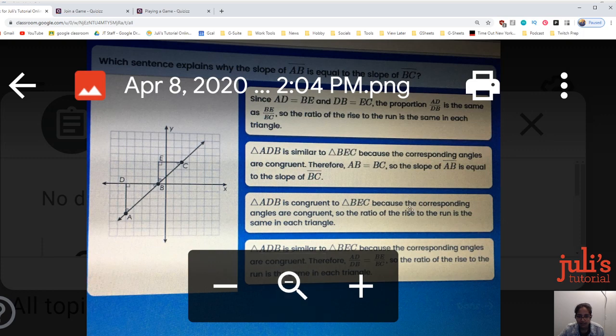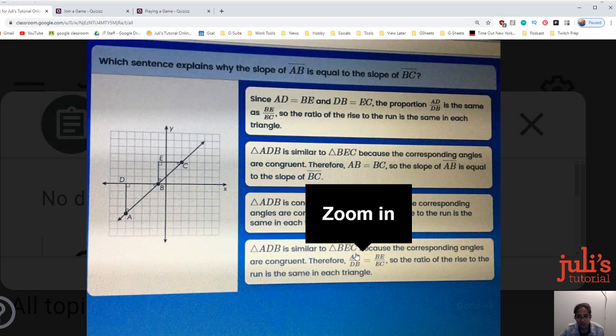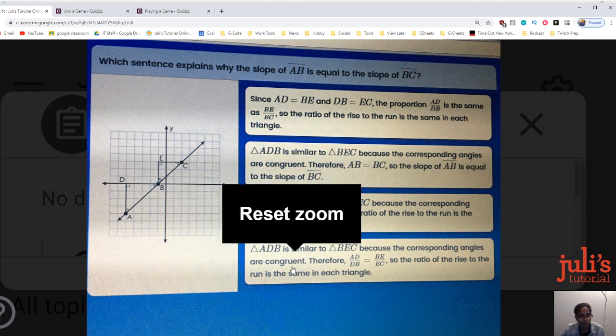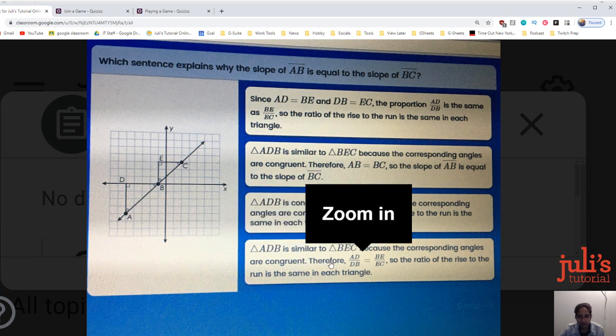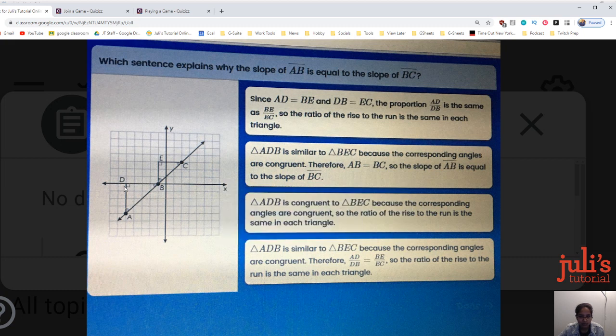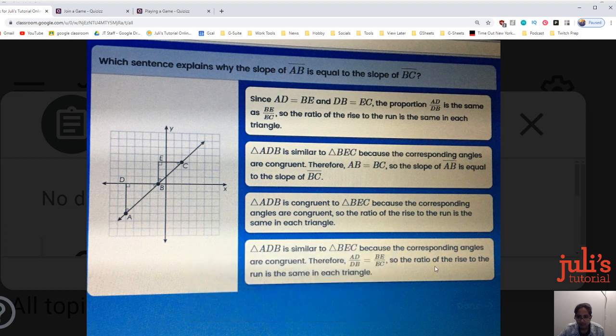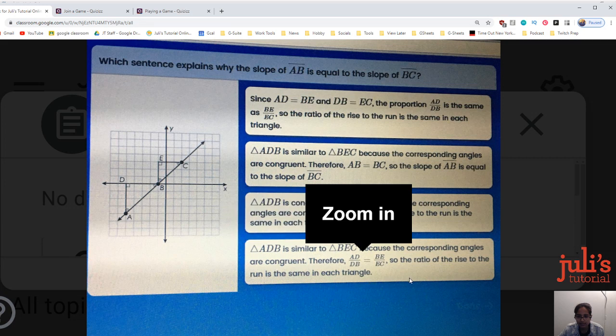I agree with all of that. ADB is similar to BEC because the corresponding angles are congruent, true. Therefore, the ratio of AD to DB is the same as the ratio of BE to EC, which is true. We just proved that right here. And so the ratio of the rise to the run is the same in each triangle.